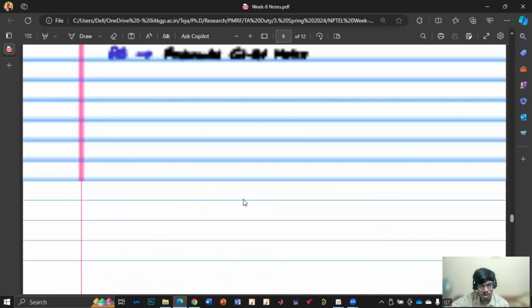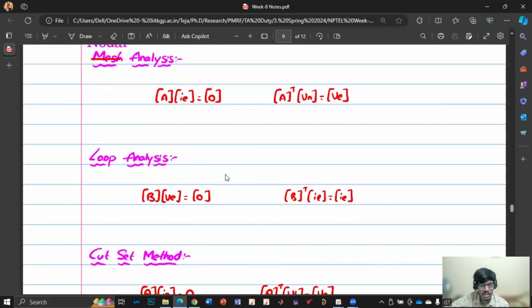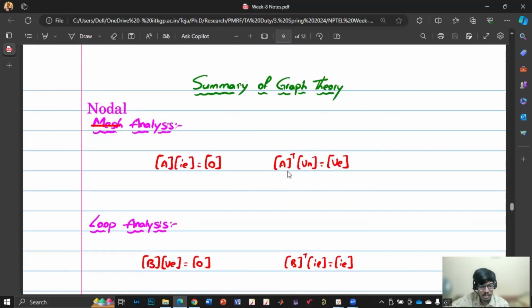Later we solved a few problems. After this, today we'll be discussing the relation between these A, B, Q matrices, and then we'll see how to solve a given network using this graph theory.